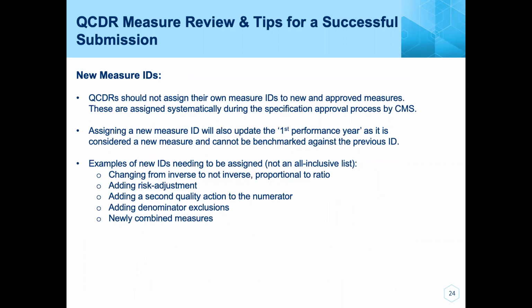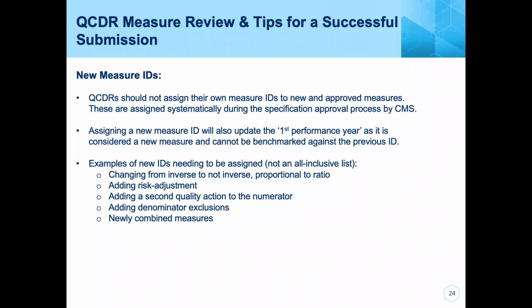Regarding new measure IDs, QCDRs should not assign their own measure IDs to new or approved measures. Those IDs are assigned systematically during the specification approval process by CMS. Please note that a new measure would have to have a new measure ID assigned, but an existing measure that has substantive changes, if a new measure ID is deemed necessary, that will also update the first performance year, as it is then considered a new measure and it cannot be benchmarked against the previous ID.